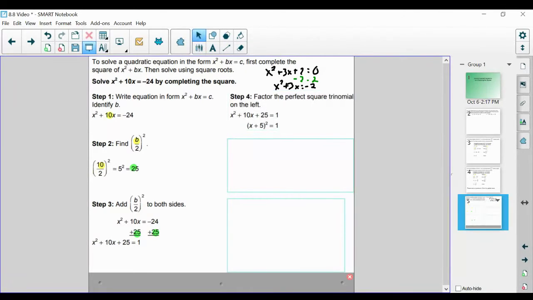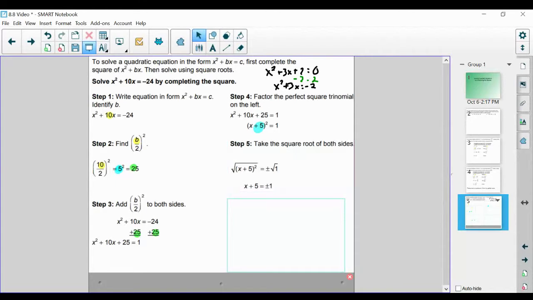Now we can factor the perfect square trinomial that's on the left. X squared plus 10x plus 25 is going to factor into x plus 5 squared. A good checkpoint for you: notice how we have x plus 5 squared. We found half of b. Half of b was 5. So if you're able to find half of b, that should be a visual checking point for you. Make sure that half of b is inside your parentheses that are being squared. Just a little heads up for you.